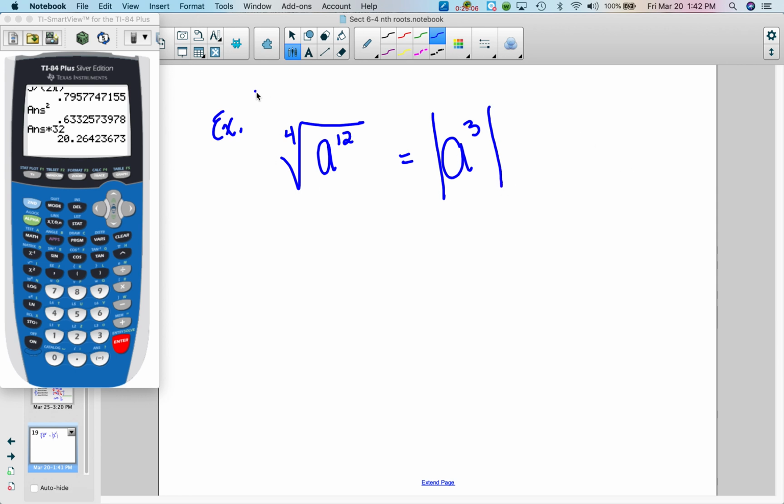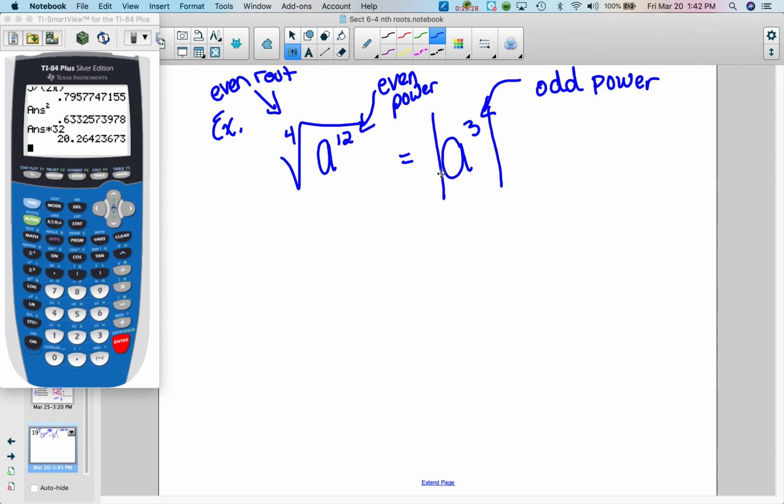Okay, so whenever you have an even root, an even power, and an odd power in your answer, that's where you need the absolute value. So just wanted to make sure you guys are clear on that.